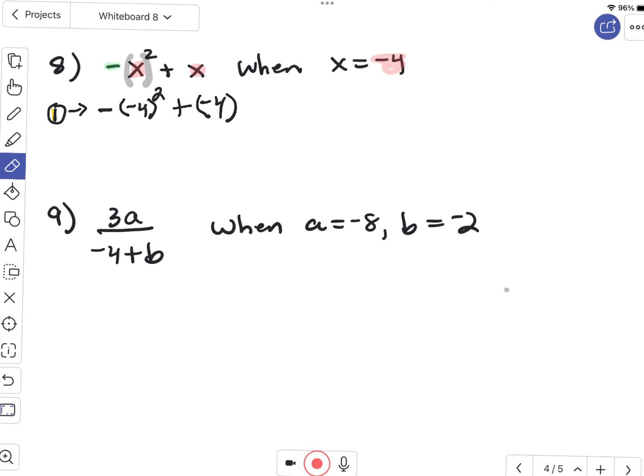And then remember, this is like a -1 times. We have to do the exponent first. So remember, -4 squared means a -4 times another -4. And that is positive 16. So it's -1 times 16.